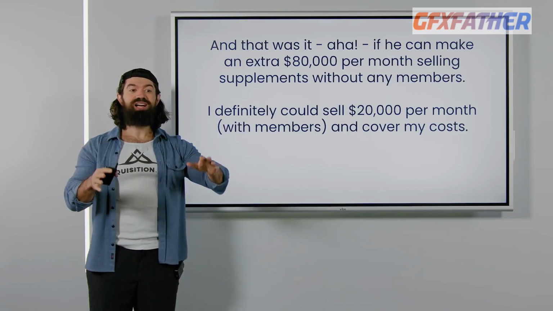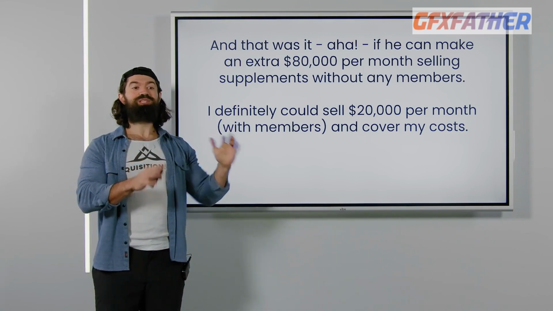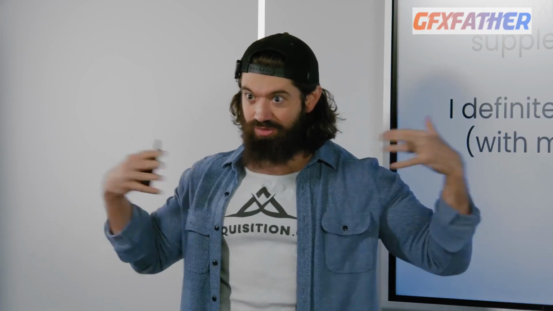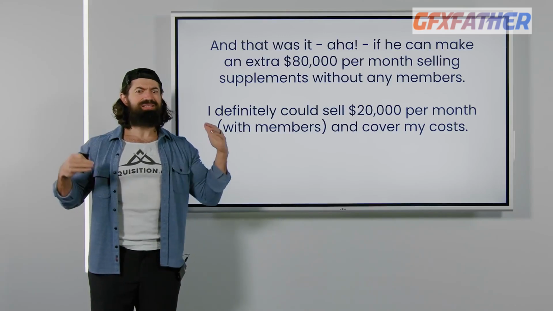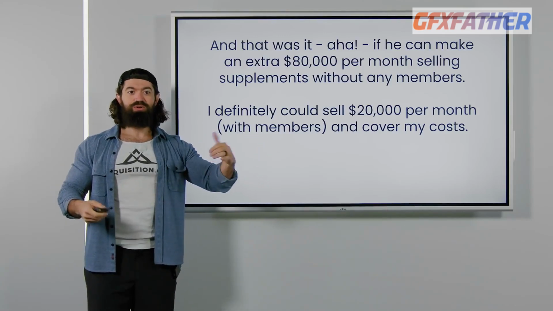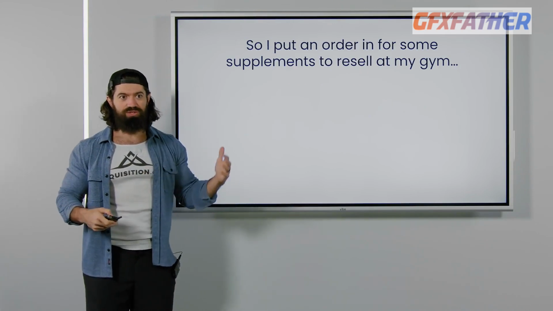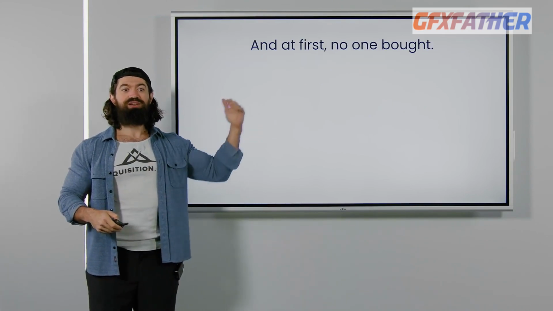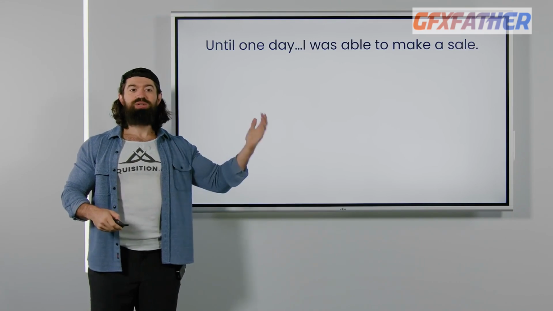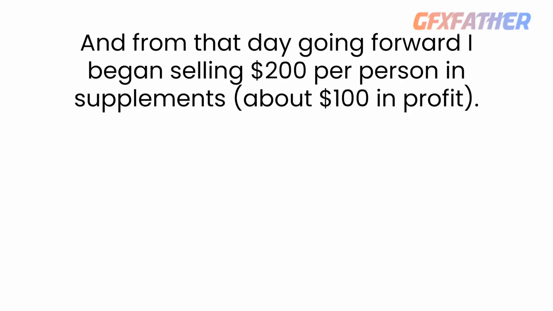And I was like, hold on. If this guy can make an extra 80,000 a month selling supplements without any members, and I've got a gym, he has no gym, I've got a gym with members, he doesn't have members, I can definitely sell 20 grand a month with my members just to cover my costs. And so I put an order for supplements to resell at my gym. And at first, of course, no one bought, until one day I was able to make a sale. And then from that day going forward, I began selling $200 per person in supplements. So about $100 in profit.